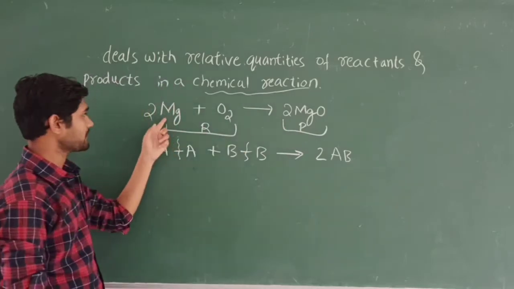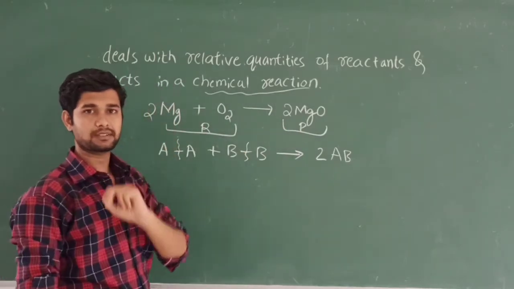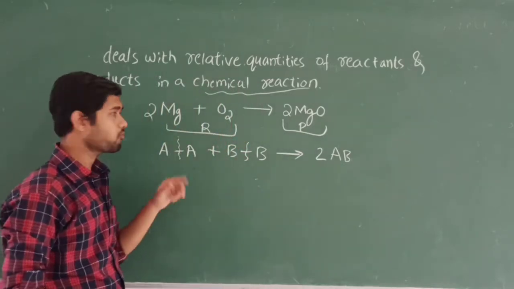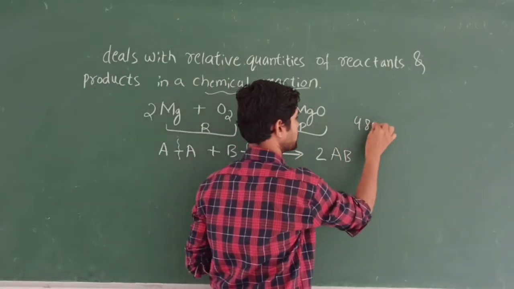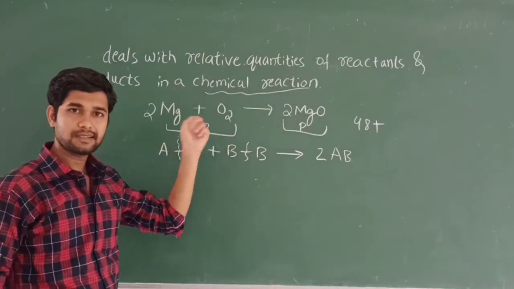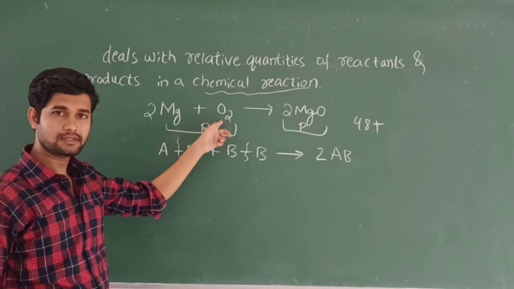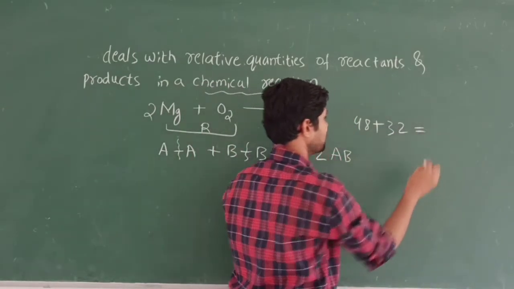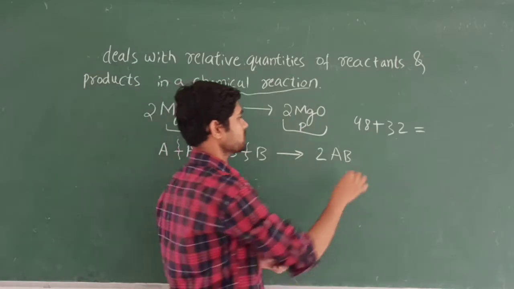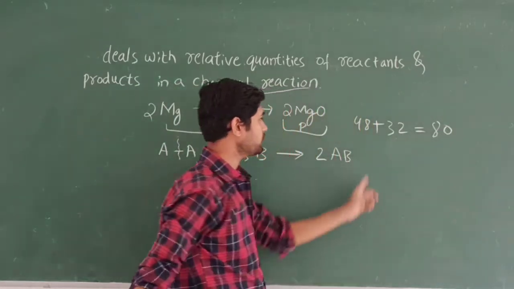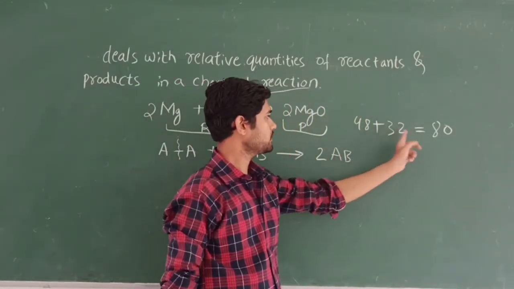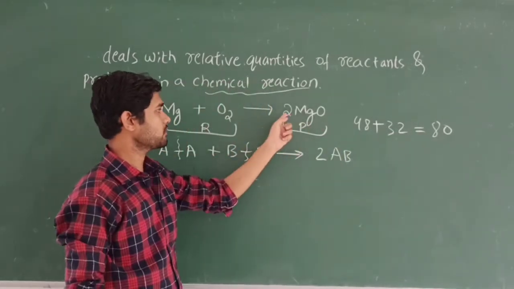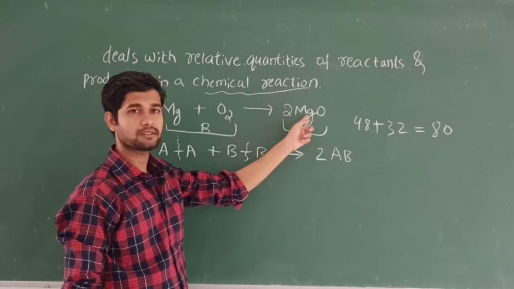So the mass of the reactants should be equal to the mass of the products. Here, if you take magnesium, how many atoms? 2 atoms are there, and its atomic mass is 24. So 2 atoms becomes 48, right? Plus oxygen, whose atomic mass is 16. Here 2 atoms are there, it's a doubling, so that is 32. And on the right side I am going to write 80. That must be 80, because 48 plus 32 gives us 80.